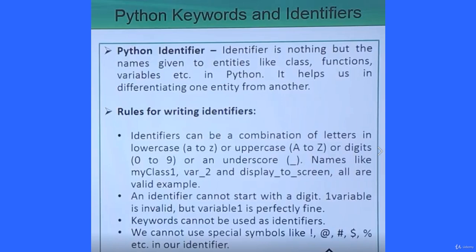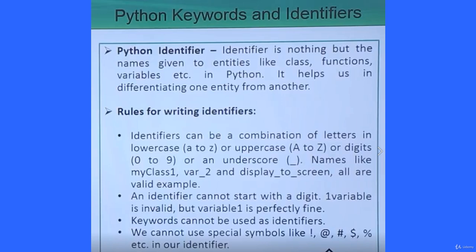Now, the rules for writing identifiers. Identifiers can be a combination of letters in lowercase or uppercase, that is capital A to capital Z, and digits ranging from 0 to 9, or an underscore. These are the valid characters in our identifiers. Names like myClass1, var_2 and display_2_screen are all valid examples of identifiers.